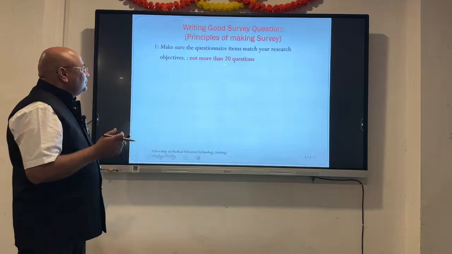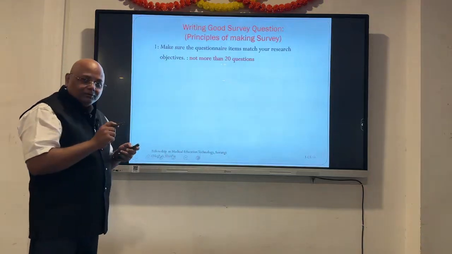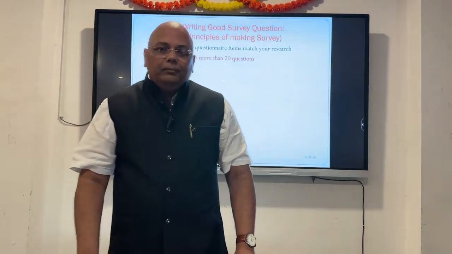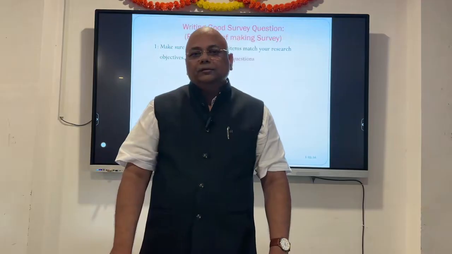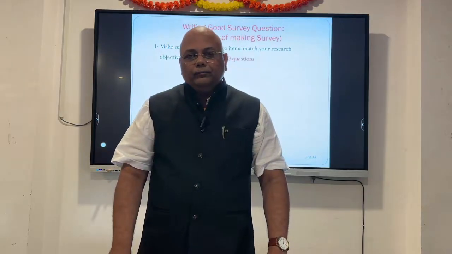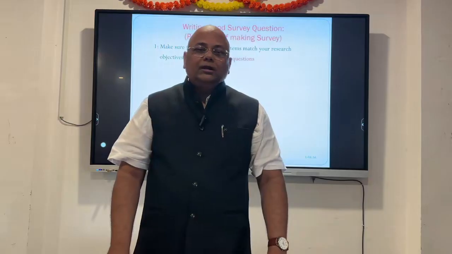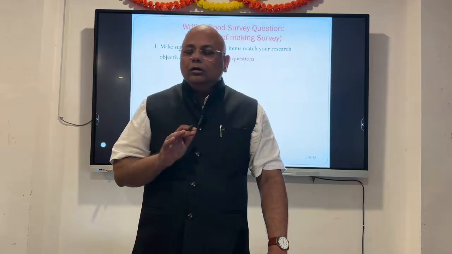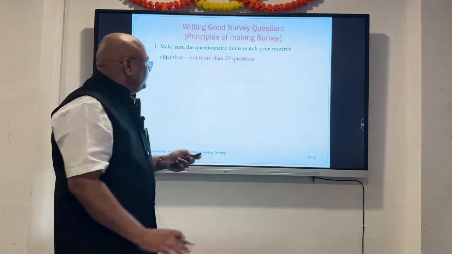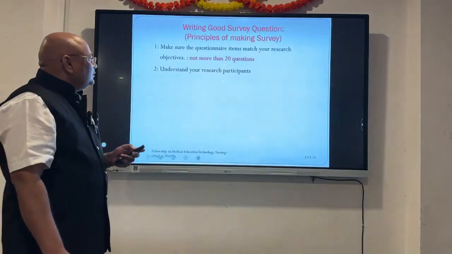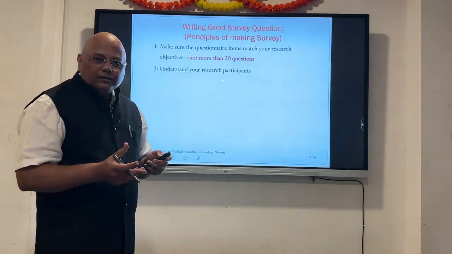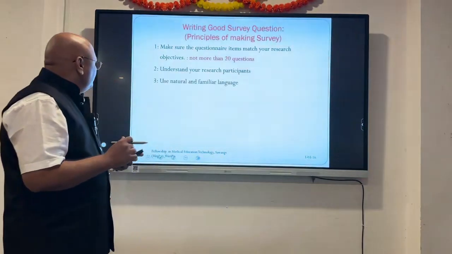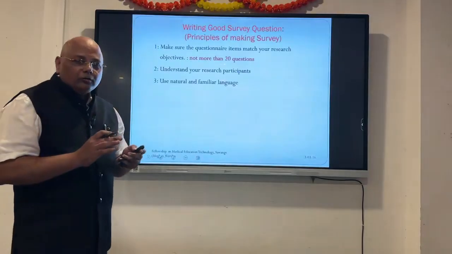Writing good survey questions. What are the principles? The first and foremost principle: not more than 20 questions. People do not have the patience to answer your questions. Not more than 20. With 30, 40, 50 questions, people begin to tick whatever they want left and right, and you will not get proper information. Don't test the patience of the people. Understand your research participants: how much they understand, what language they understand, what is the extent of understanding in them. Use natural and familiar language, no short forms.